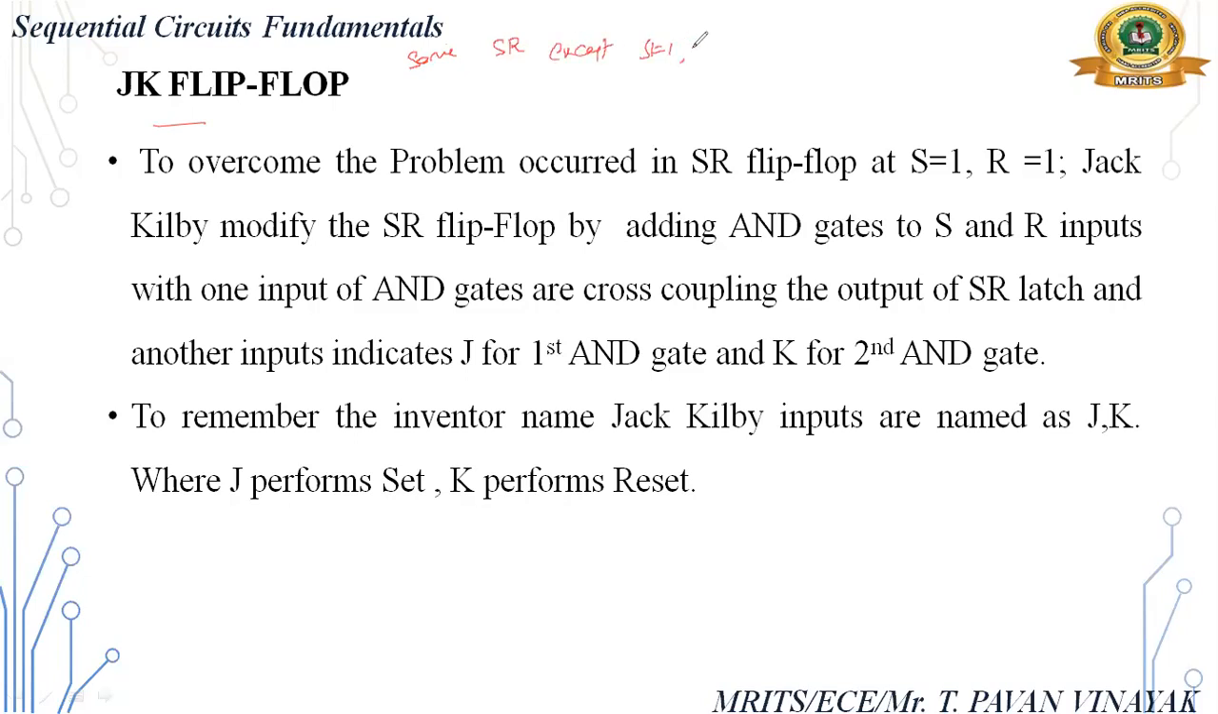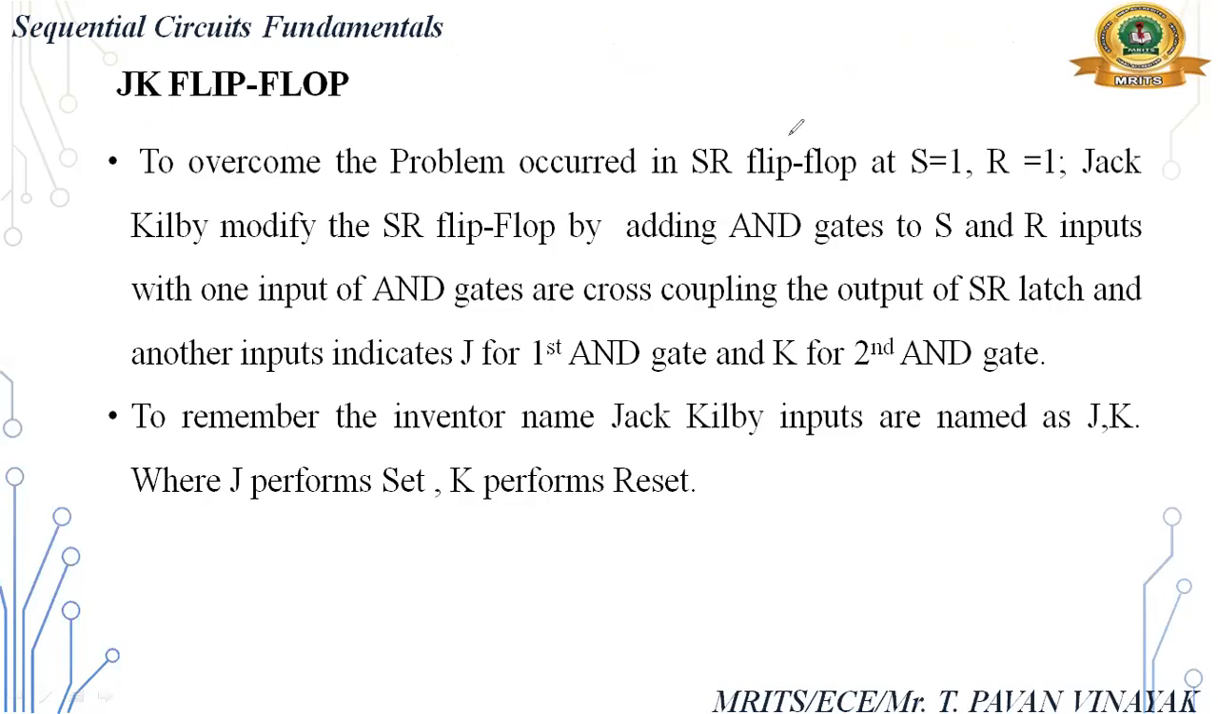When S is 1 and R is 1, it is invalid. But this condition is overcome using JK. So J is 1, K is 1. What happened? Let us check it.